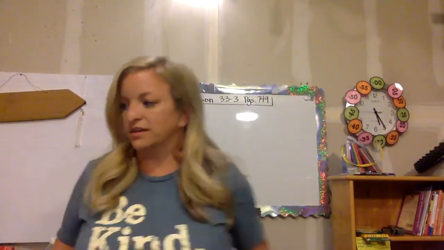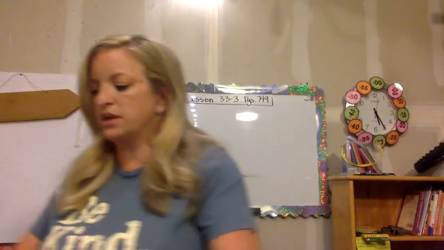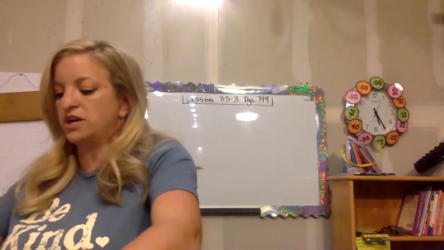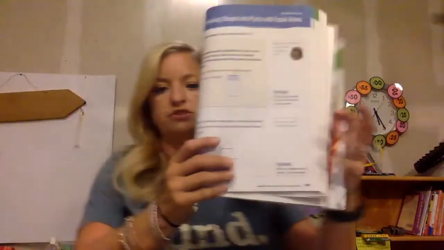I'm doing lesson 33, session 3 on page 749. Number 1, this is refining partitioning shapes into parts with equal areas. So number 1 says the triangle is divided into equal parts. How does the area of one part compare to the area of the whole triangle? Shade 1/2 of the triangle.